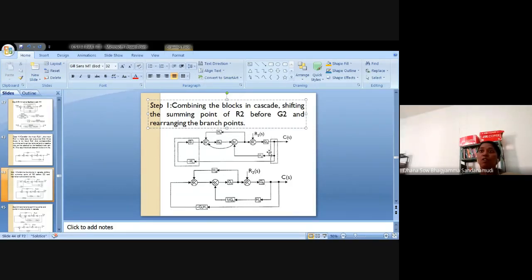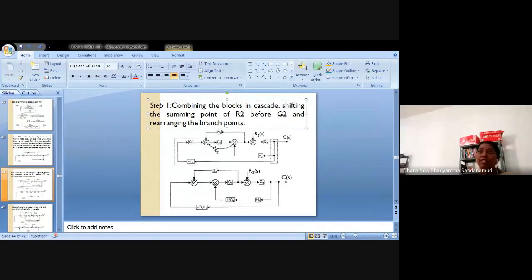We won't call it split actually. I have rearranged. From H2 I have gone to the main branch, and from this minus G1 H1 I have gone to the main branch. I have split these two branch points here. And one more thing for simplification, I have shifted the summing point. This summing point can be shifted ahead of the block or after the block. So I have shifted this summing point ahead of G2.